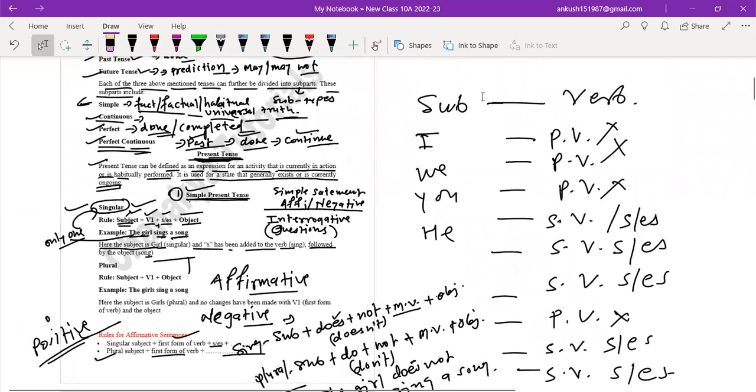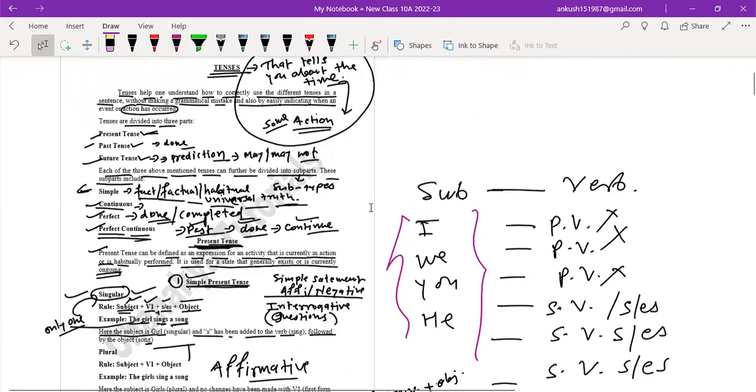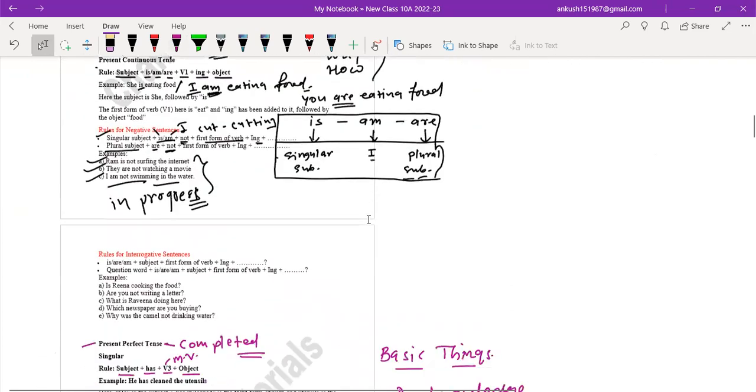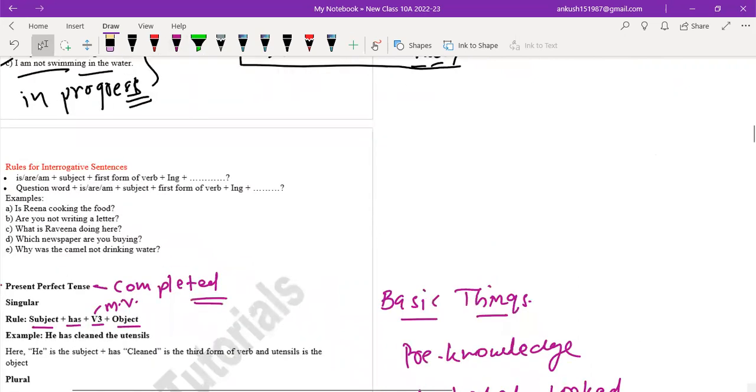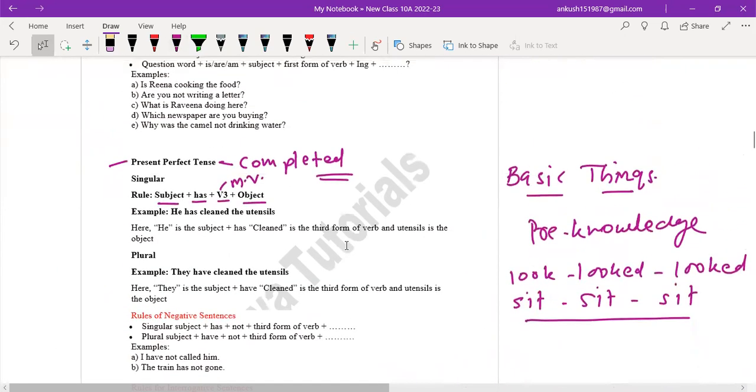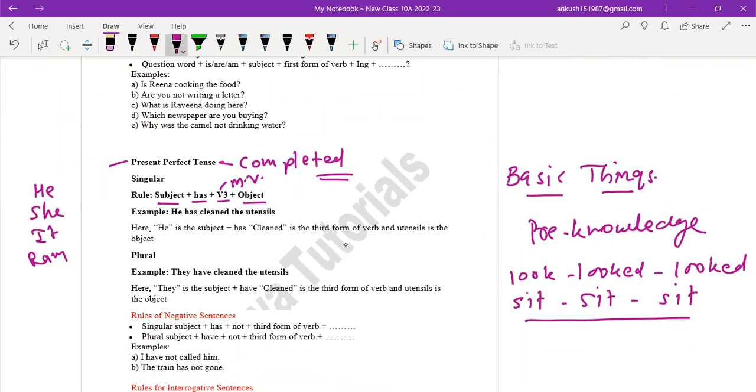Suppose I have already taught you what the singular subjects and plural subjects are. Such things we have already taken in our class. Again I would repeat this. Suppose the subject is he, she, it, or Ram, any proper name. With these subjects, you will use has in perfect tense with V3. V3 means verb third form.